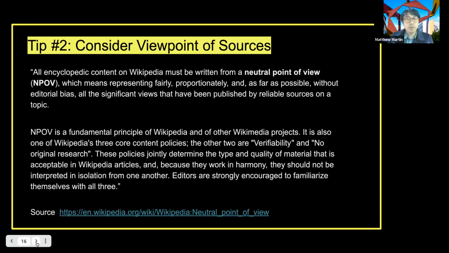Since writing from a neutral point of view is one of Wikipedia's fundamental principles, along with verifiability and no original research, you should also consider the viewpoint of potential sources and seek to find reliable sources that represent issues fairly as well. Now we'll pause for a 5-minute question period before Melissa demonstrates how to add a citation in Wikipedia.